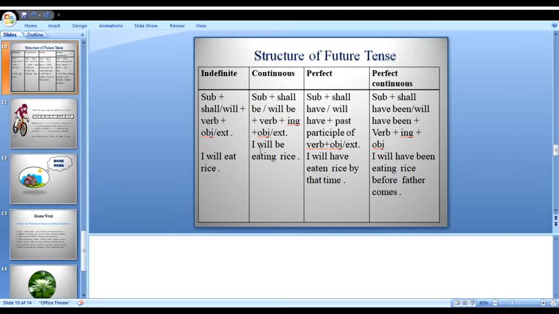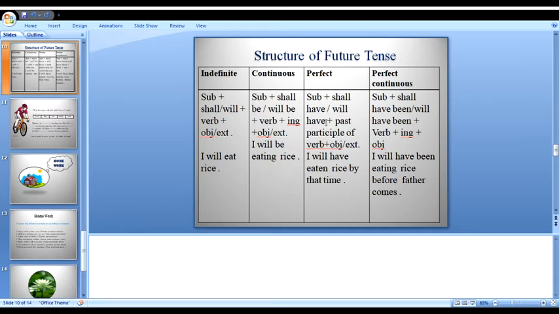Then the next is future continuous tense. Future continuous tense refers to an action which is thought to be going on in future. And for this type of tense, the structure will be subject plus shall be or will be plus verb plus ing plus object or extension. We can say I will be eating rice.